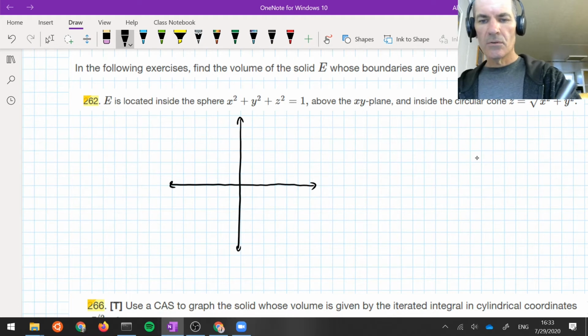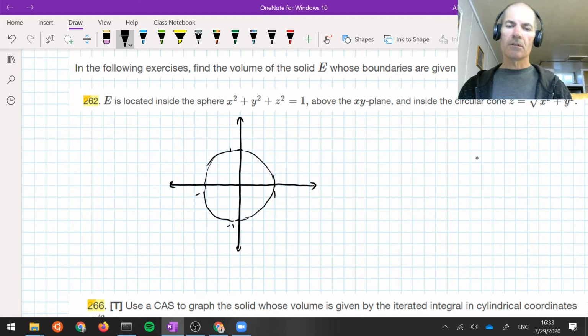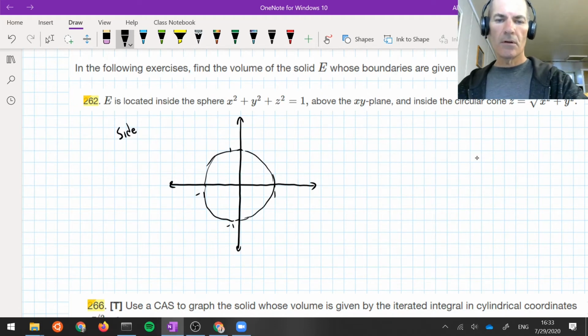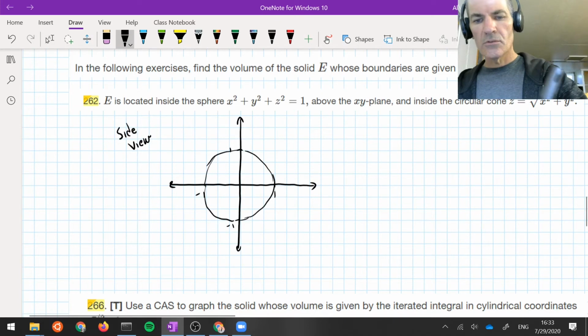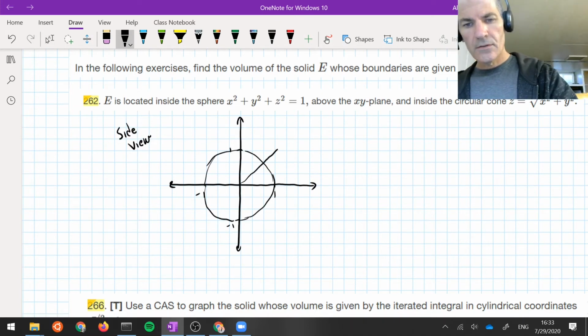So I'm going to use, maybe call this 1 and this 1, minus 1, minus 1, like that. And I'll just sketch a circle in. So this circle is actually the side view of a sphere of radius 1. And I'm going to stick the side view of this circular cone in here as well. That looks like this and like this.